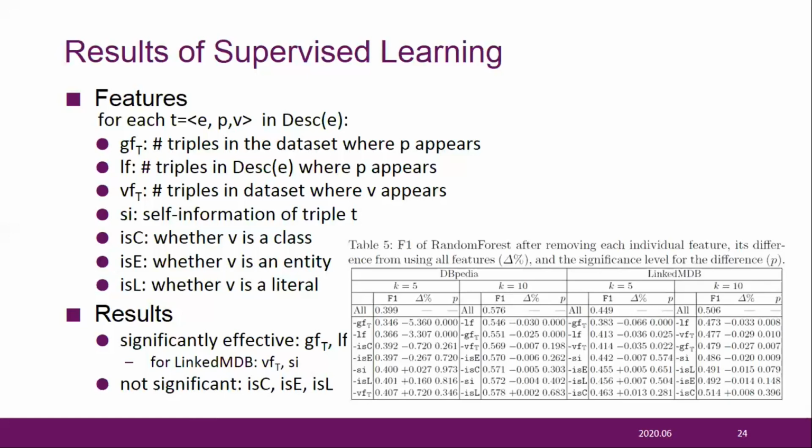This table shows the results of random forest after removing each individual feature. Considering statistical significance at the 0.05 level, we can see that GFT and LF show effectiveness on all the settings, and VFT and SI are only effective on LinkedIn. However, the usefulness of the 3 binary features is not statistically significant.